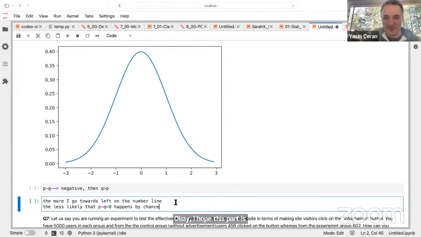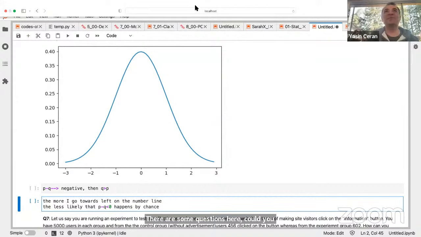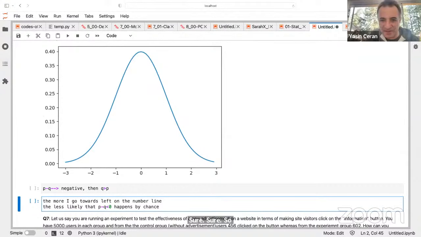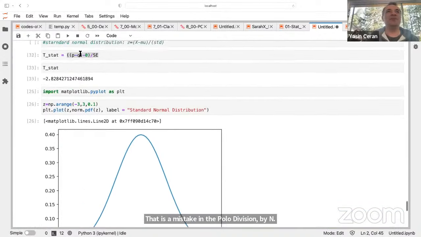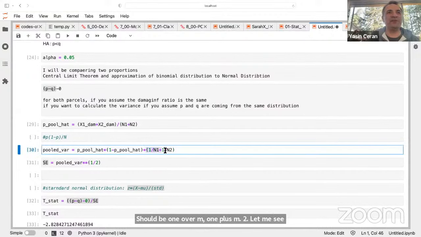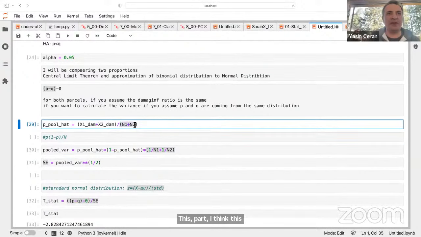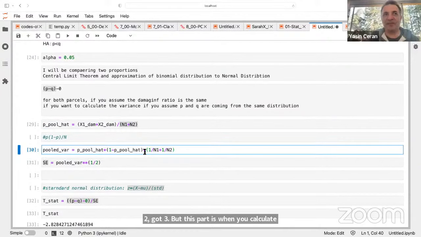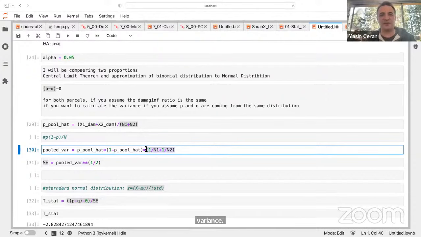There are some questions here. Sure. There are some people leaving. Thank you. There is a mistake in the pooled formula: the divisor should be 1 over m1 plus m2. Let me see. I think this part is correct. This part is 1 over n1 plus n2, Gayatri. But this part is when you calculate the pooled variance. I think this is the formula. I cannot check it now, but I think that is the formula.